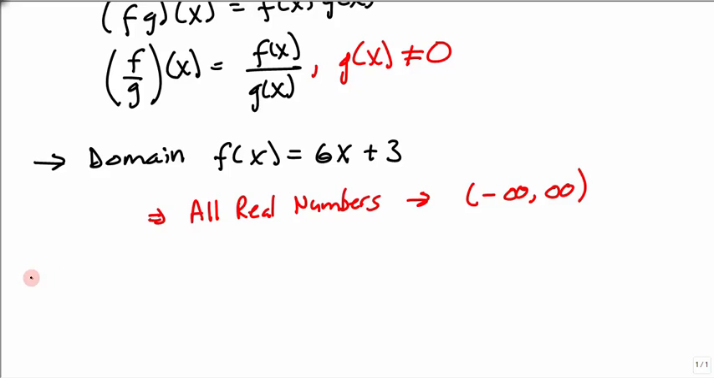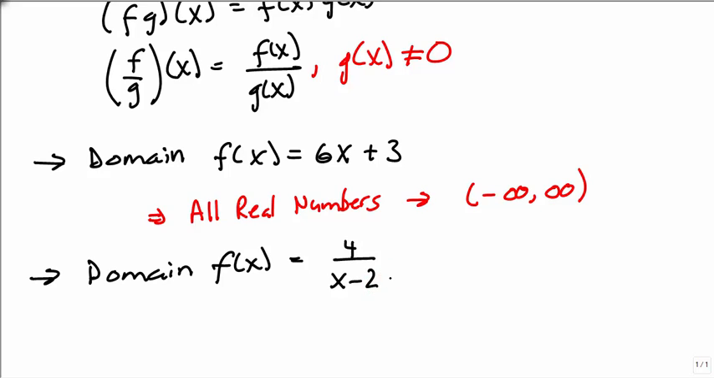Okay, let's look at another example. This one has a denominator, so that means that's where I need to be careful. For this one, f of x equals, let's say, 4 over x minus 2. Well, there are no square root signs here. There's just this denominator. And the rule is the denominator, x minus 2, cannot equal 0. So I take that denominator, I say it cannot equal 0, and then we solve this just like we would any other equation.